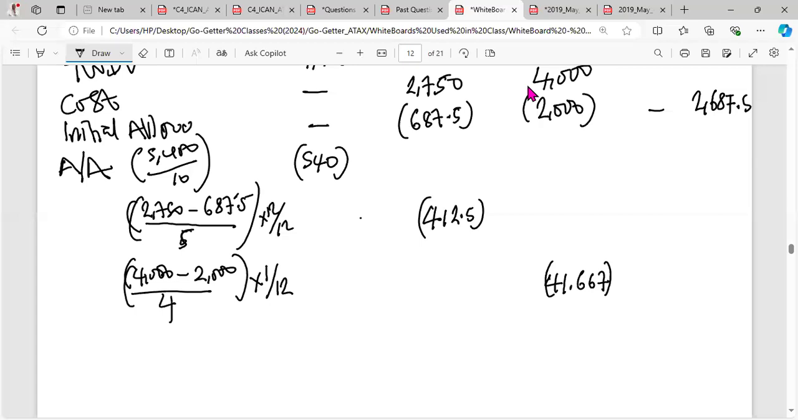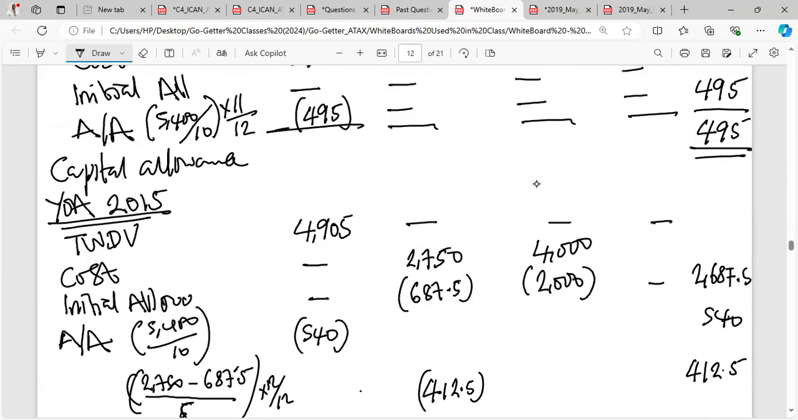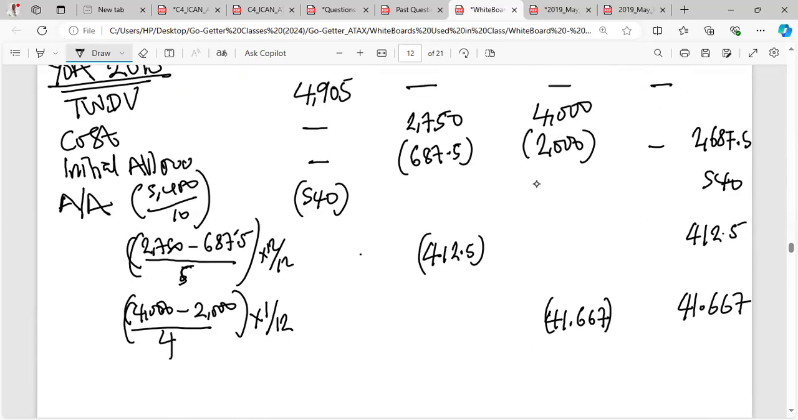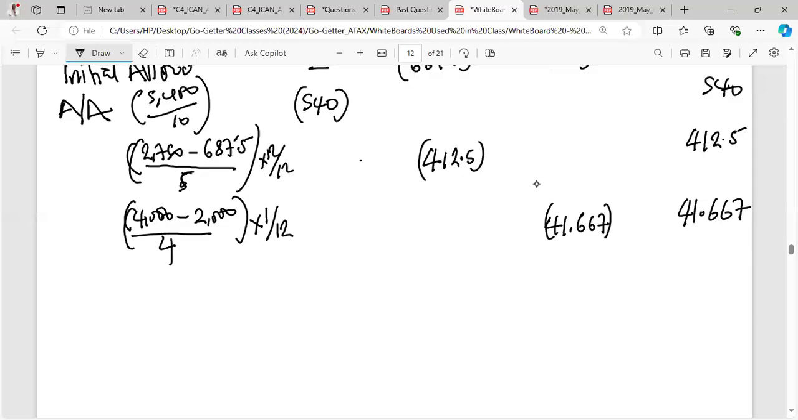Because I have done them in separate lines, I will just bring these figures here: 540, 412.5, 41.667. So my annual allowance is done here.